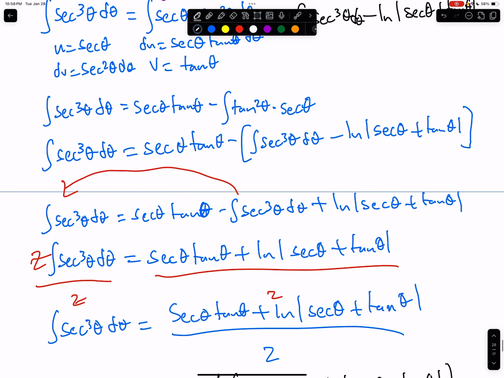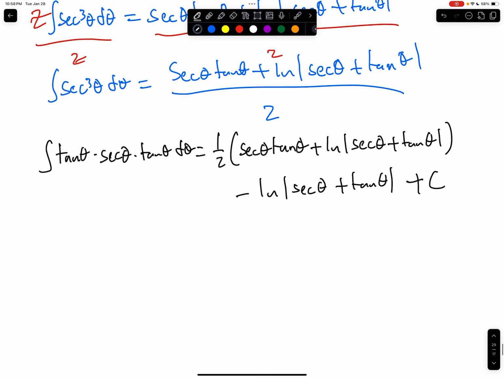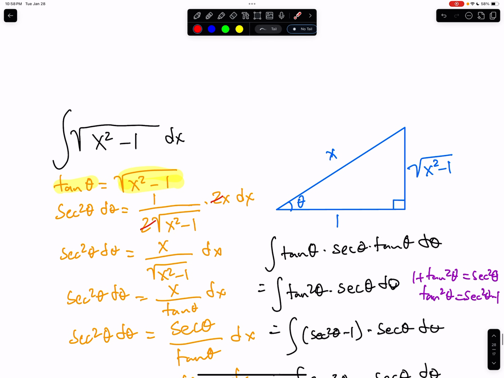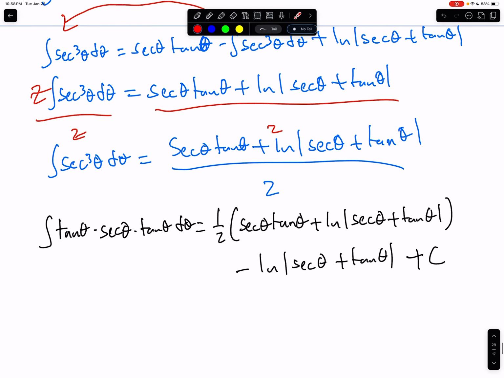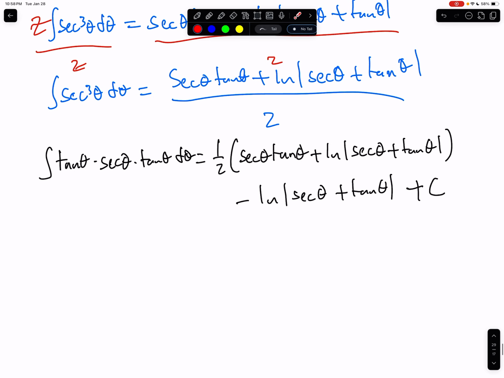Okay, so we're not done yet, because we need to now put stuff in terms of x. We didn't start with trig, we started with x. So now we have to go back from the world of theta to the world of x. So now this is where our triangle helps. First of all, our answer is in terms of secant of theta and tangent of theta.